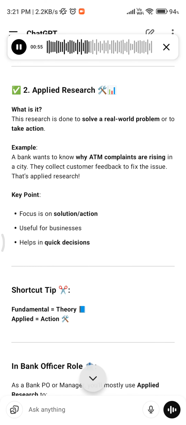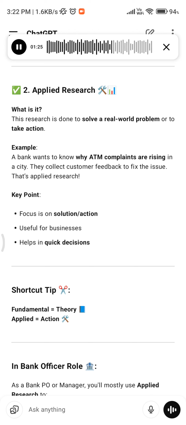2. Applied research. What is it? This research is done to solve a real-world problem or to take action. Example: a bank wants to know why ATM complaints are rising in a city. They collect customer feedback to fix the issue. That's applied research. Key point: focus is on solution and action, useful for businesses, helps in quick decisions. Shortcut tip: fundamental is theory, applied is action.